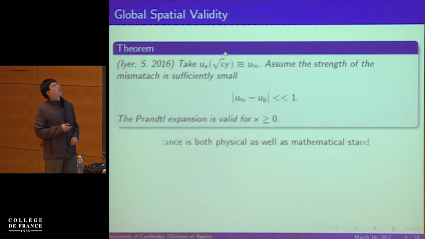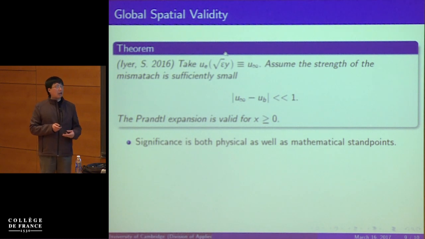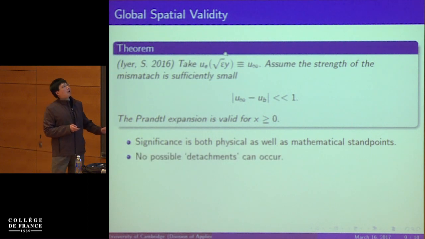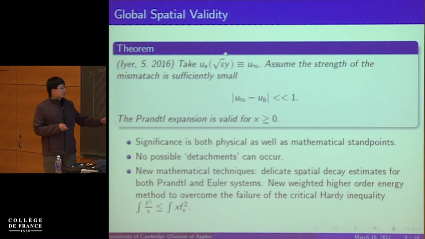I thought this is quite a remarkable result from the physical viewpoint. This is really the first result that tells you the boundary layer theory is really okay forever. And also, mathematically, his work is quite a tour de force. So in order to really prove this result, you really need to first study the decay.